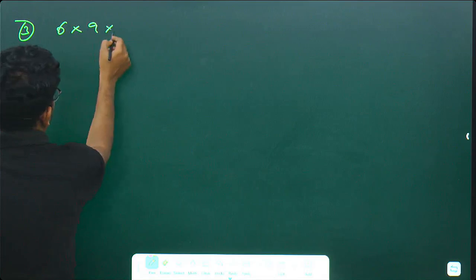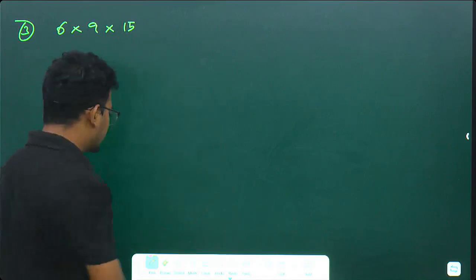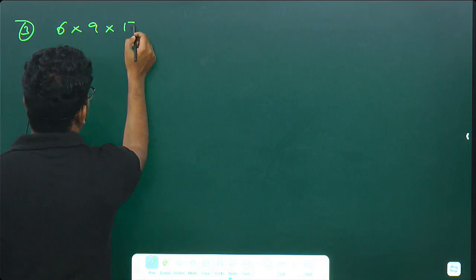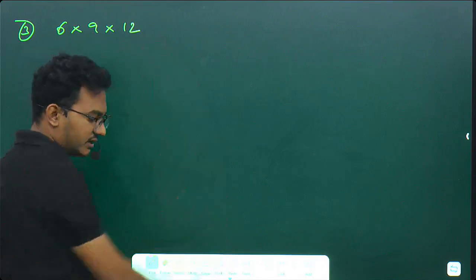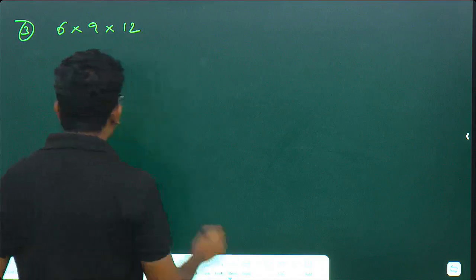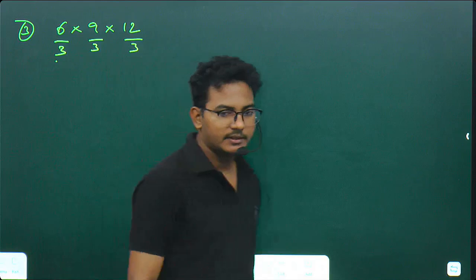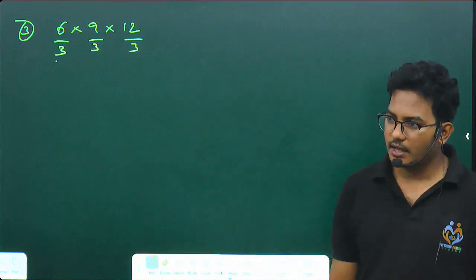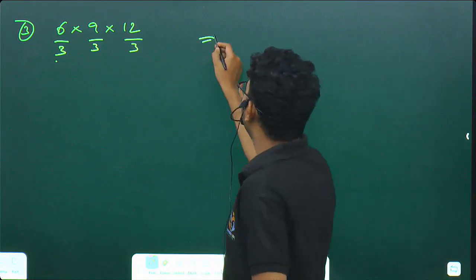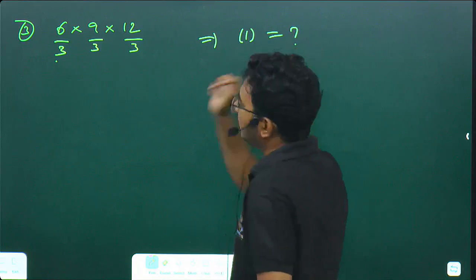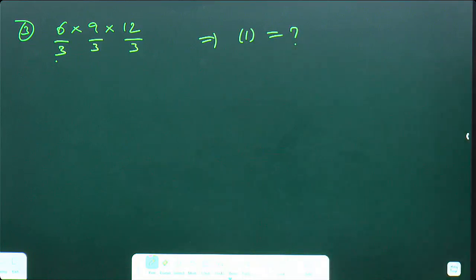6 into 9 into 12. Okay. So this we have cut down into small cubes of length 3 centimeters. Now try to find out one surface painted. So use that trick. First find out n1, n2, n3. Then n1 minus 2, n2 minus 2, n3 minus 2. Then simply put down those things in the formula.